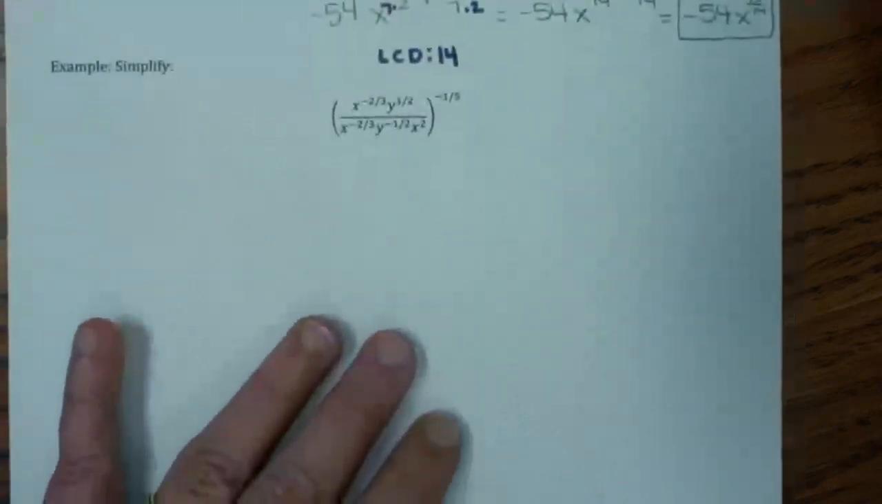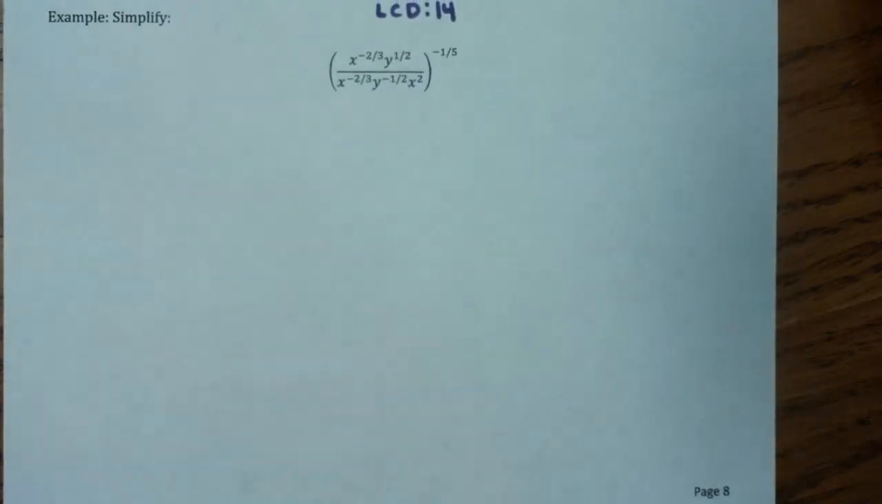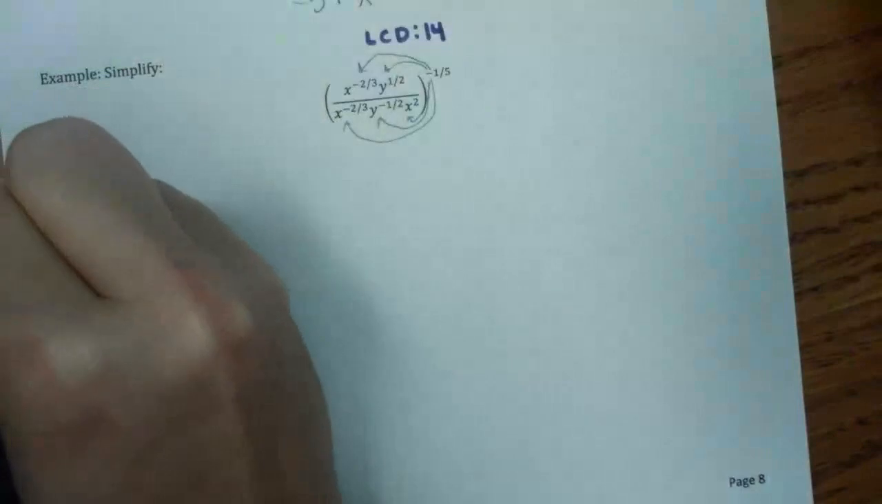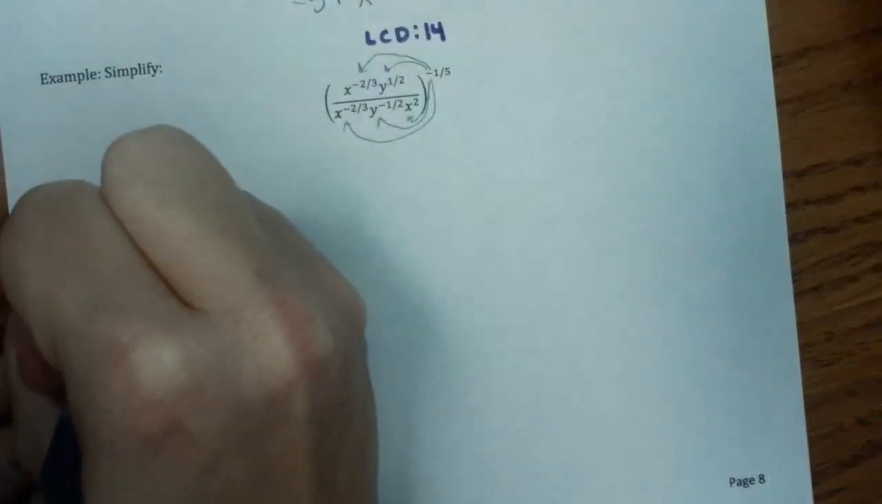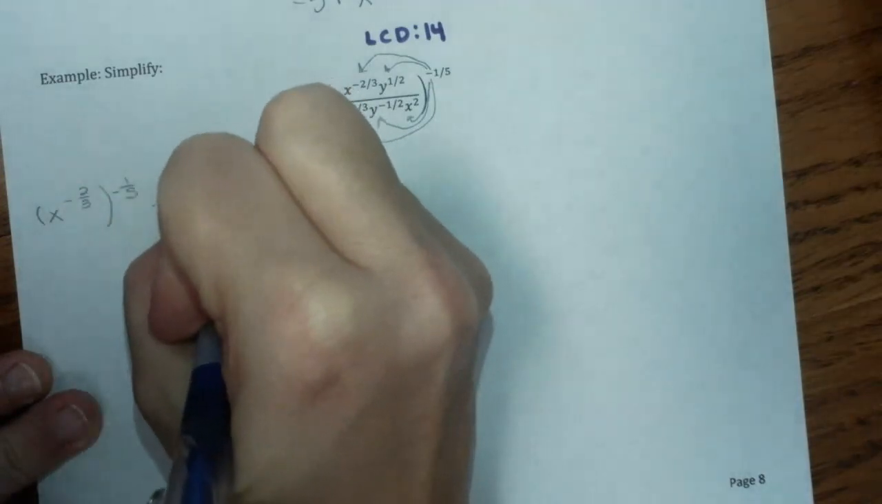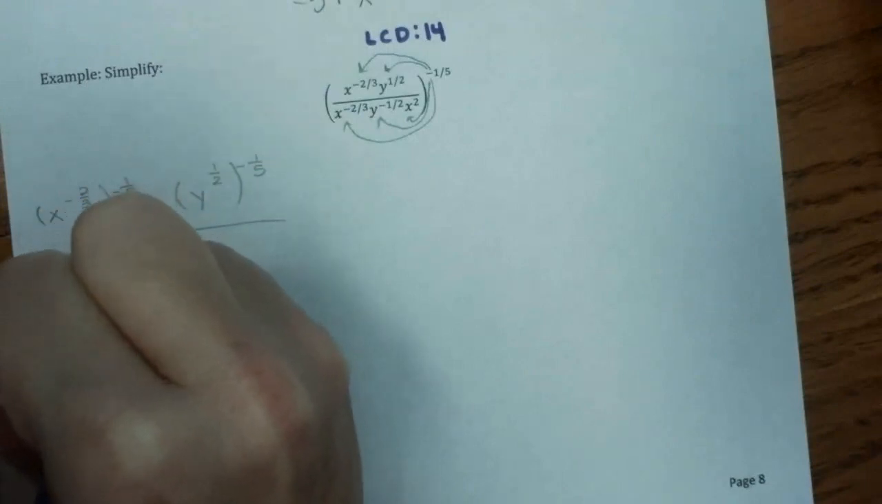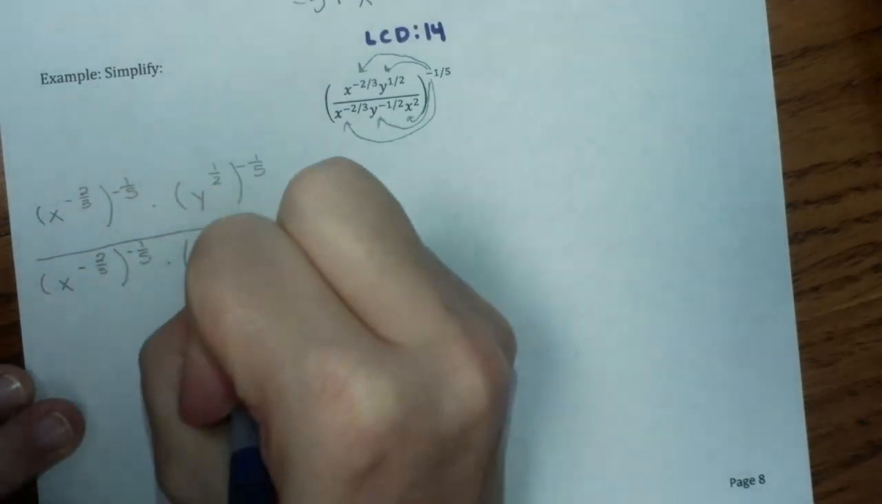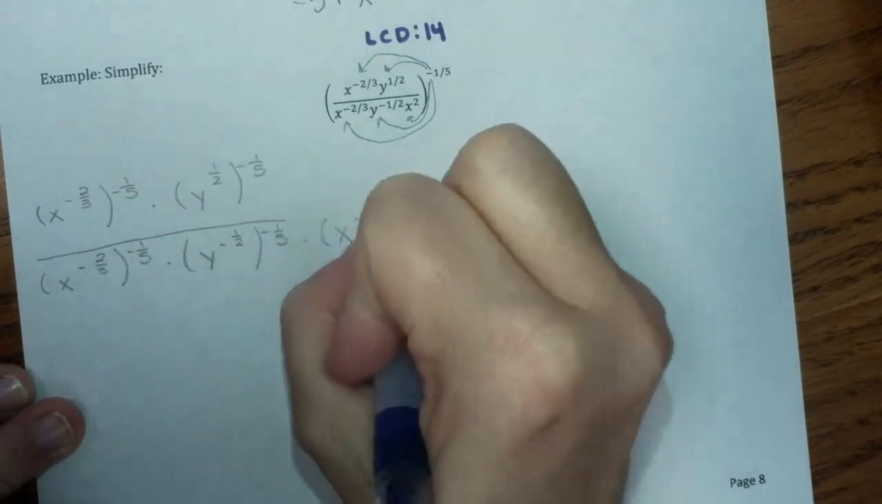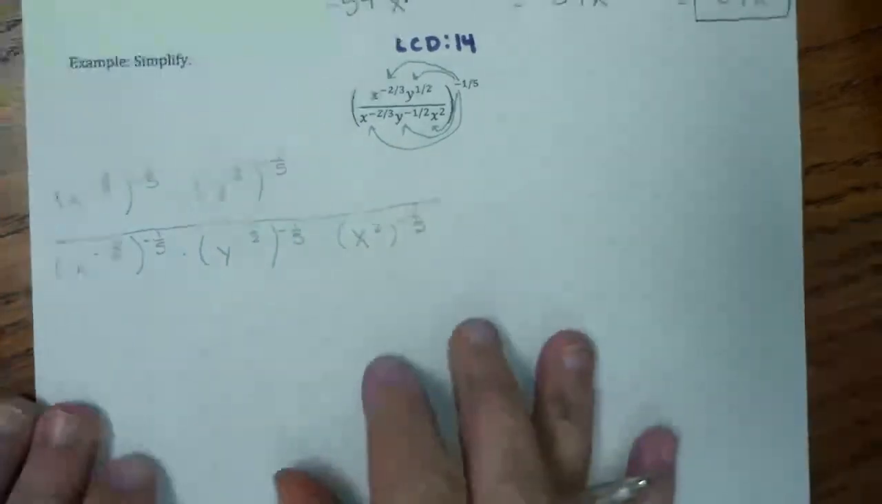All right, last example. It says simplify x to the negative 2/3 power, y to the 1/2 power, all over x to the negative 2/3 power, y to the negative 1/2 power, x squared, all to the negative 1/5 power. So let's go ahead and say, okay, there's no adding and subtracting. Let's distribute this negative 1/5 power to every single term inside the parentheses. So we have x to the negative 2/3 to the negative 1/5 times y to the 1/2 to the negative 1/5 all over x to the negative 2/3 to the negative 1/5 times y to the negative 1/2 to the negative 1/5 times x squared to the negative 1/5. So everything got that negative 1/5 power.